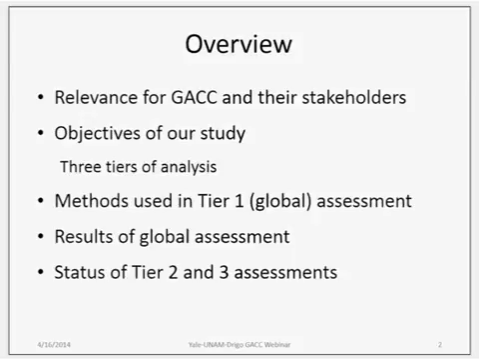So just to give an overview of what I'll be presenting, we'll give some background on the study and its relevance for the Global Alliance and for all the stakeholders that are involved. And then we'll review the objectives of our study and describe how we're doing 3 tiers of analysis. And each tier basically represents a scale that you can consider this issue from. This includes a global scale, a national scale, and then a very local or project level scale. And as you might imagine, these are nested, and we can compare results from these different analyses.